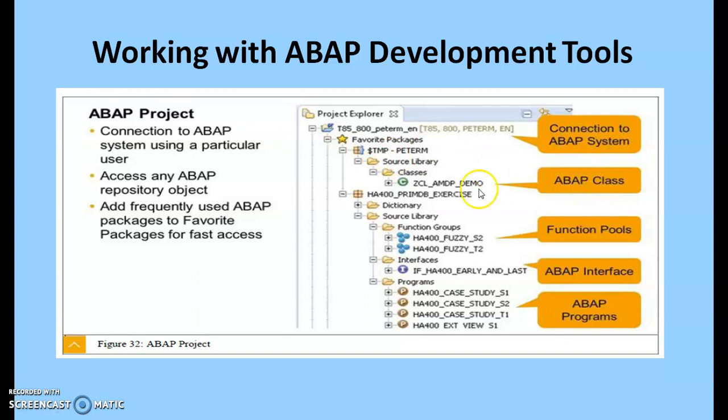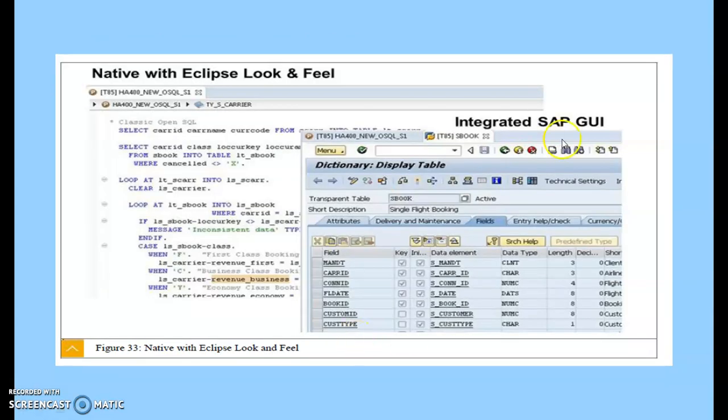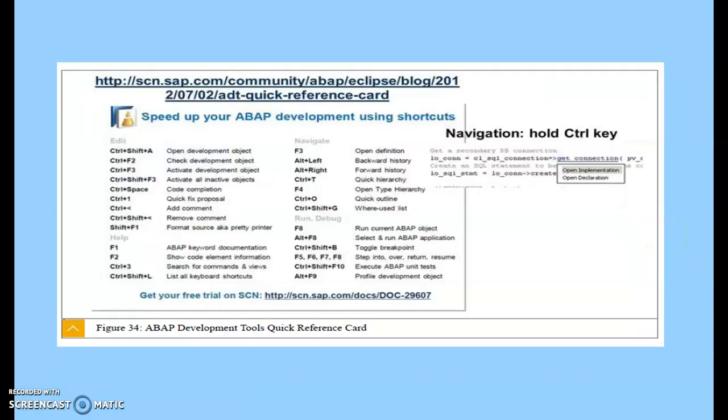So we can create an ABAP class, we can create function pools, we can create ABAP interfaces, and we can also create ABAP programs. So these are the things that we can do from the ADT. Now, we have the native Eclipse look and feel.